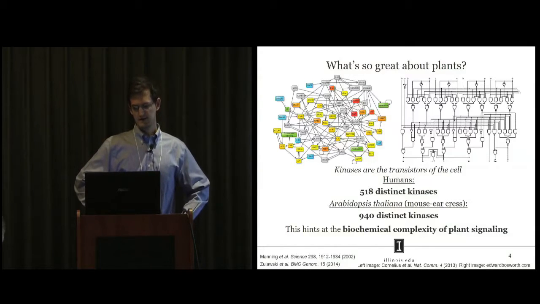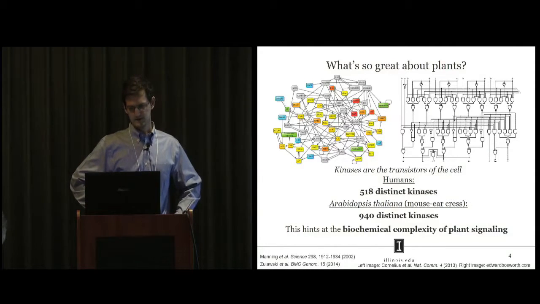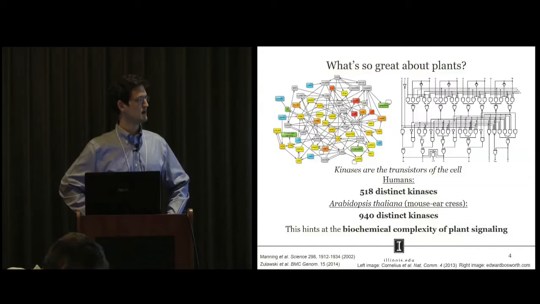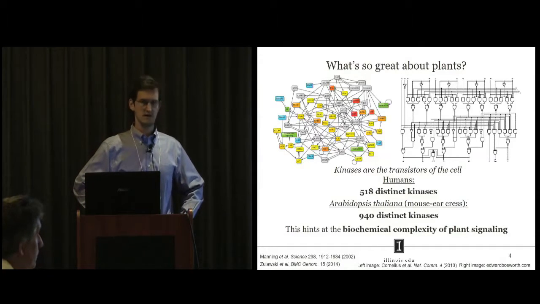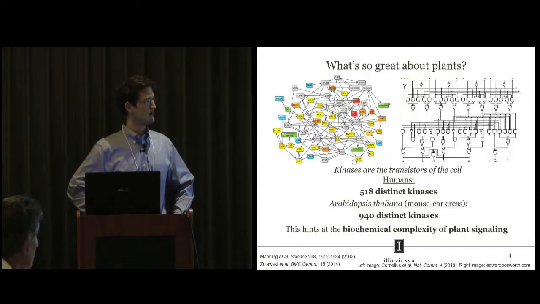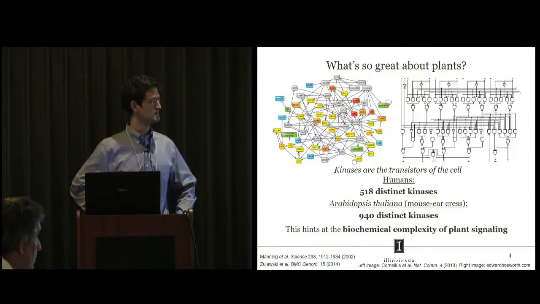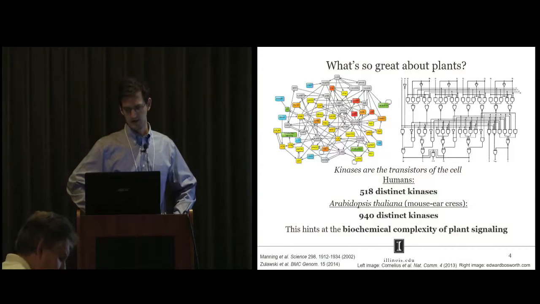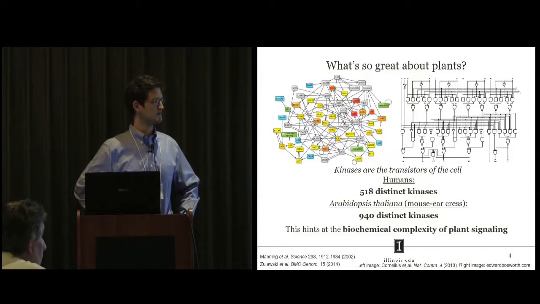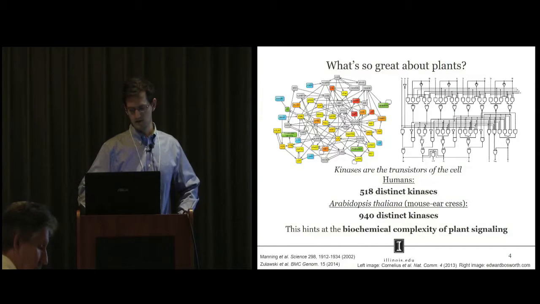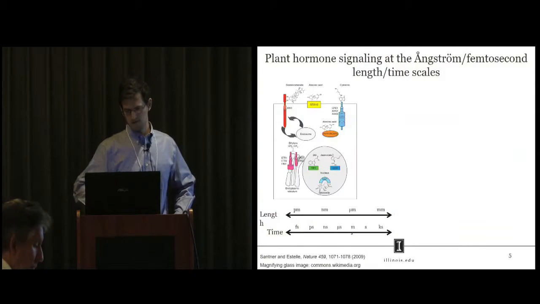And so to give you an idea of how plants are interesting, Arabidopsis thaliana, which is a model organism that plant biologists use and is considered a weed, has about twice the number of kinases that we do, at least known kinases. So this hints at the complexity of signaling in plants. It is an interesting problem to look at, and hasn't actually been looked at very closely, at least at the level of detail that we plan on looking at it.